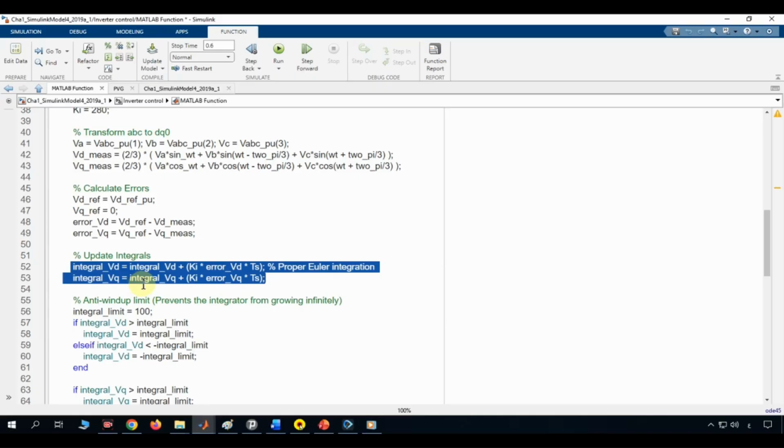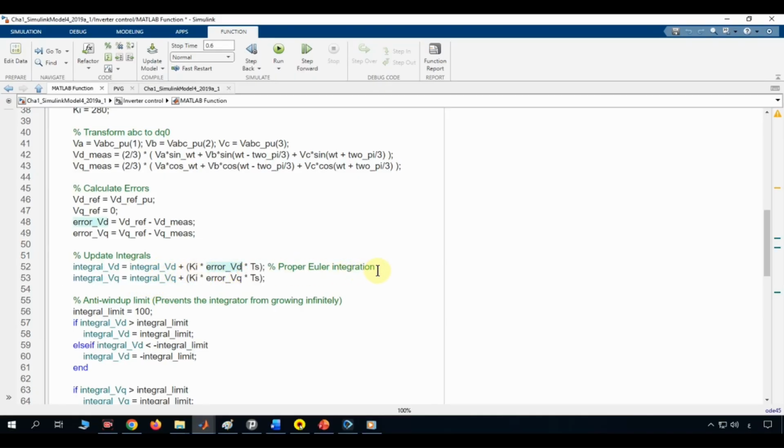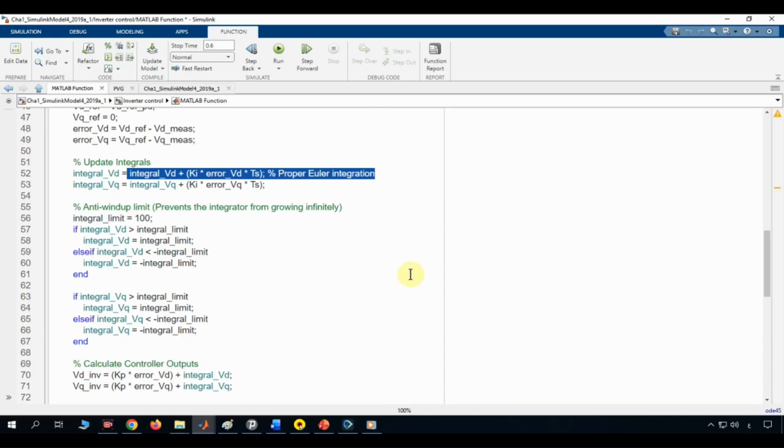Notice that this integral isn't built using a Simulink integrator block. It's written out by hand. The running total gets increased by the integral gain, times the error, times the sample time, every single step. This is sometimes called forward Euler integration, and writing it manually like this makes the code safe to convert directly into embedded C code without depending on any Simulink-specific block behavior.